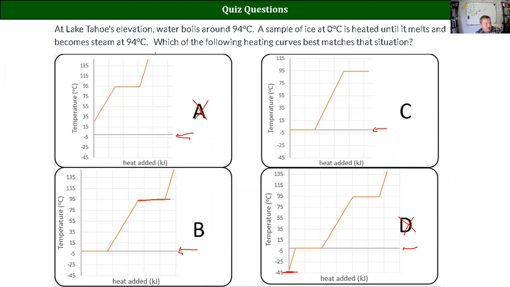If we want it to become steam at 94 Celsius and stop there, C would be a better descriptor. B would also include that, but we're going past that. So this, I guess, is a little bit of an ambiguous question that way. B or C technically could work, although C is the better option because it shows the curve stopping at 94 Celsius and not continuing to get hotter after it all boils off.